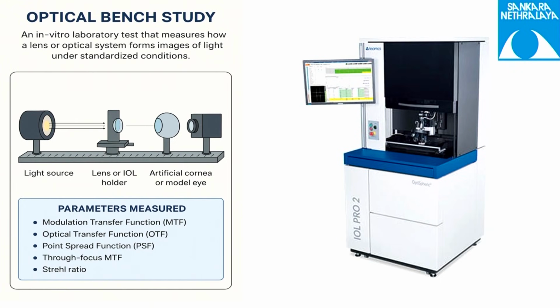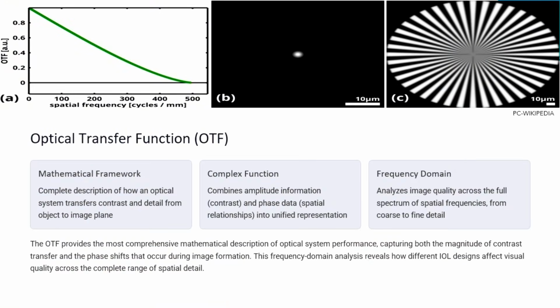So these optical metrics are basically measured in something called an optical bench study. It is an in vitro laboratory study which helps us measure how a lens or an optical system is going to form images of light. There are different parameters such as MTF or modulation transfer function, optical transfer function OTF, and point spread function PSF, which are measured. So we'll just see what they are and what we can infer from them.